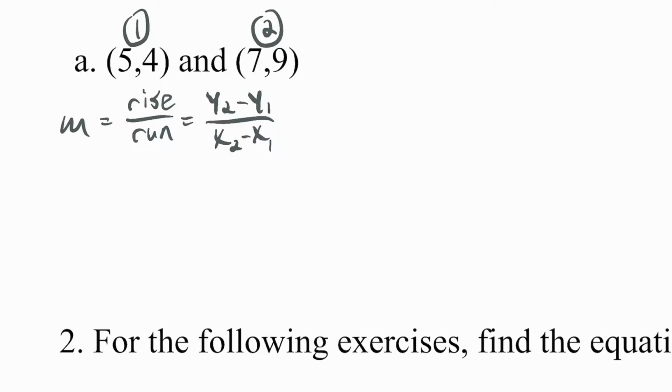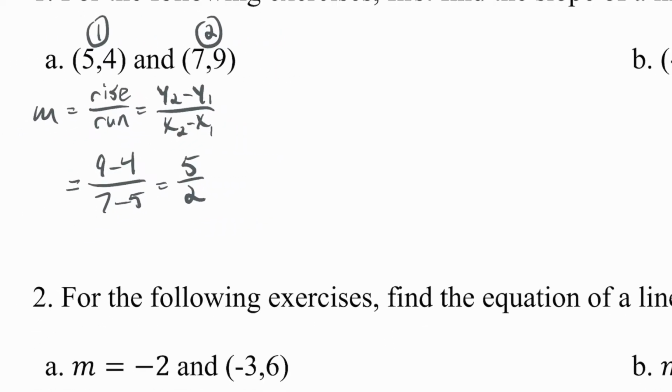So I'm going to plug in those numbers. y2 is the y coordinate of the second point, so 9. And y1 is the y coordinate of the first point, so 4. So the numerator will be 9 minus 4, over x2, the x coordinate of the second point, which is 7, and x1, the x coordinate of the first point, which is 5. So I'll have 7 minus 5. Okay, so I get 5 over 2. So that is the slope of the line going through those 2 points, 5 over 2.